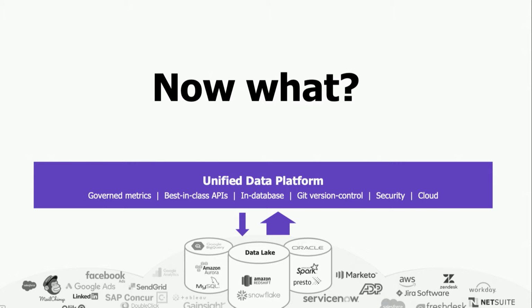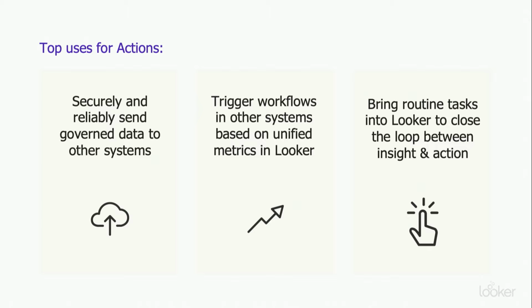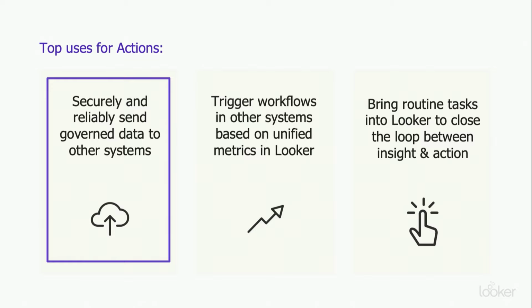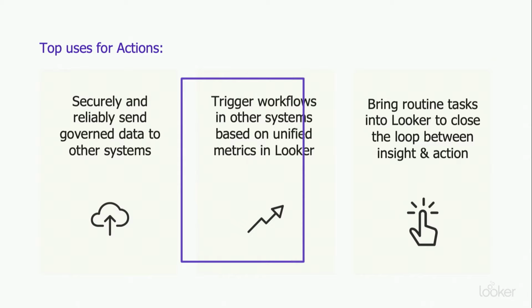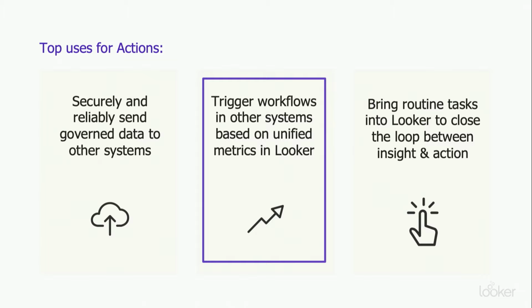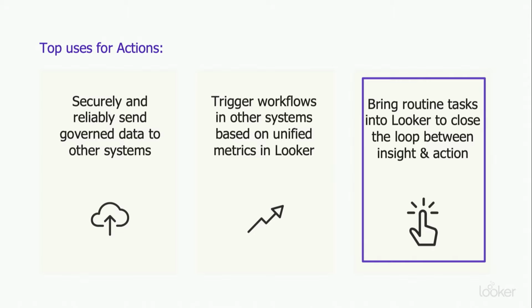There are three buckets that Action Hub use cases fall into. The first is securely and reliably sending governed data sets to other systems. And I am going to have our customer Elevate Labs come on stage after this, and he's going to tell you about how they do that with Braze. The next is to trigger workflows in other systems based on these unified metrics in Looker. And we're going to have two gentlemen from Alto come on and talk about how they use the Slack action for that. And the final use case that we see is bringing routine tasks into Looker to close that loop between finding an insight and actually doing something about it.